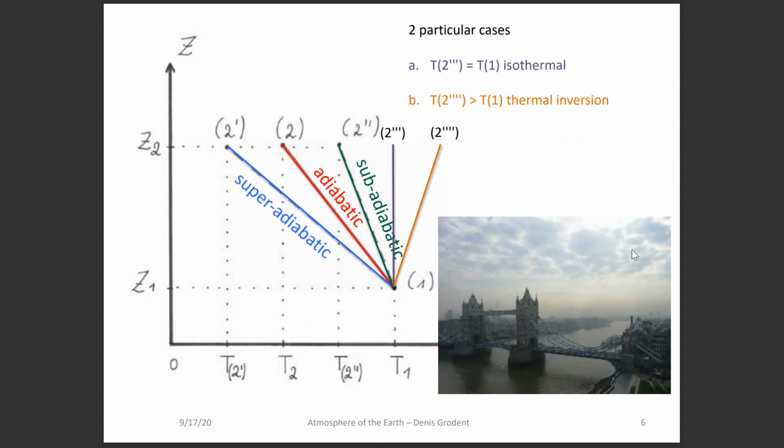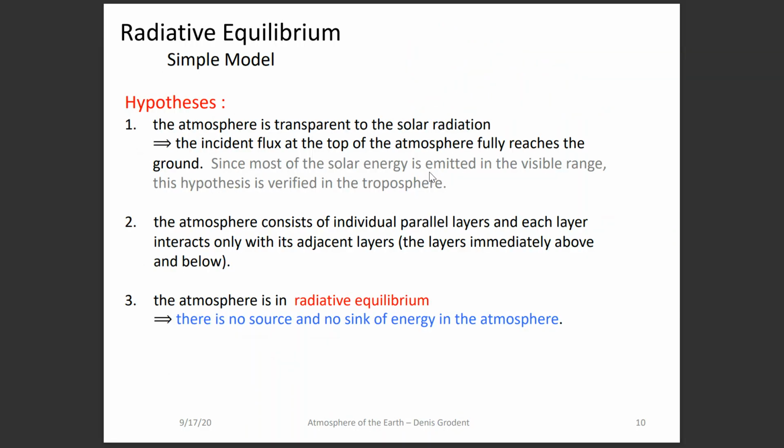You can have those extreme cases that happen. We call it the thermal inversion, which can lead to smog. This is when the temperature is increasing with the altitude. So we get extreme convection inhibition. So we can switch to another topic right here, which is the radiative equilibrium, where we made some hypotheses.